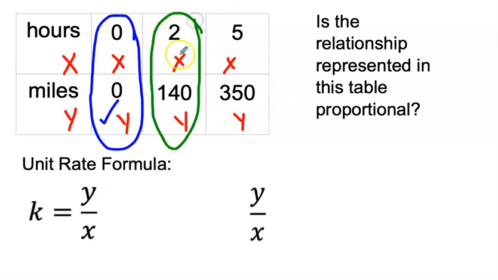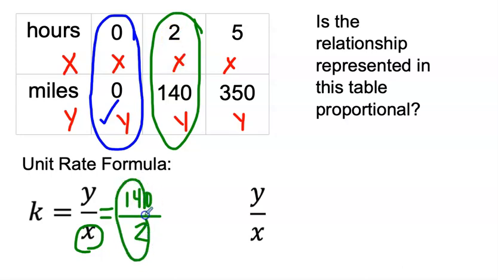And then I'm going to use 2, 140 to fill in the unit rate formula. Y is 140, so that goes in the numerator. And the x value is 2, so that goes in the denominator. 14 divided by 2 is 7, so 140 divided by 2 is 70.